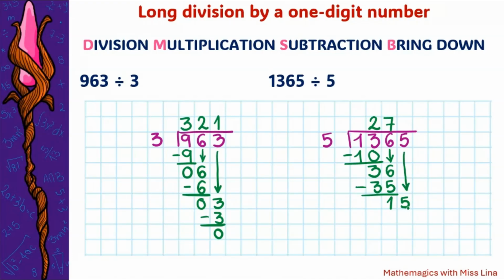And finally, 15 divided by 5 is 3. Multiplication, 5 times 3 is 15. Subtraction, 15 minus 15 is 0. And bring down. There's nothing more to bring down, so the division is done. The result is 273.